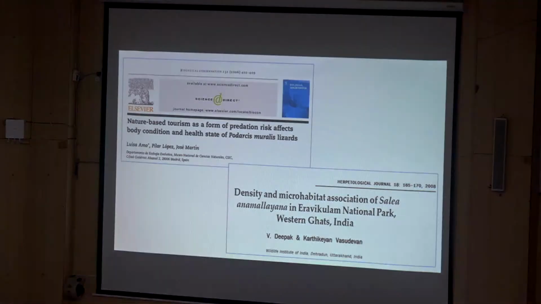Some studies show that if there are two populations of the same species in the modified and the unmodified habitat, there can be differences in the body condition, morphology, escape behavior, etc. of the lizard in the two different habitats. One study done by Deepak and Vasudevan in 2008 from the Wildlife Institute of India found that the density of the Anamalai spiny lizard in Eravikulam National Park is almost the same in the modified habitat, that is tea plantations, and the unmodified shola forest.